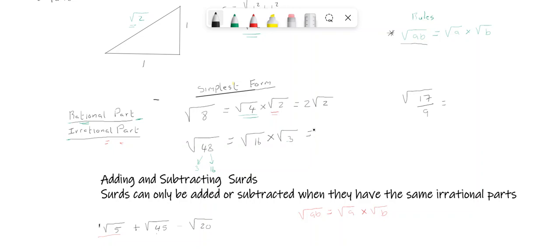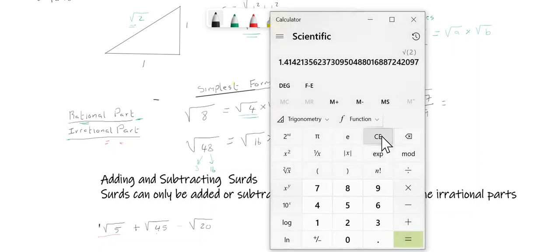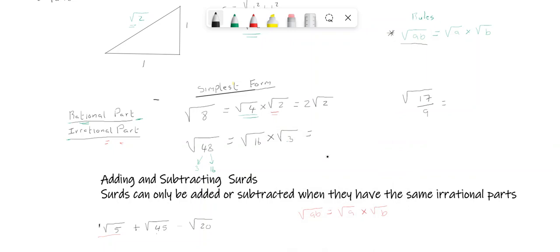So the square root of 16, let's get that. That's going to be the rational part. The square root of 16 is just equal to 4. So it's going to be equal to 4 times the square root of 3. Okay, so again we have the rational part and the irrational part. So that is the first rule, and that's to take a surd and simplify it. Okay, so that's the first part.